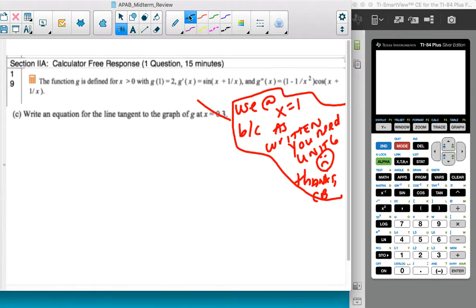All right, this is AP Calculus, and we are still doing the midterm review. This is that free response that requires a calculator. So there is an issue here.